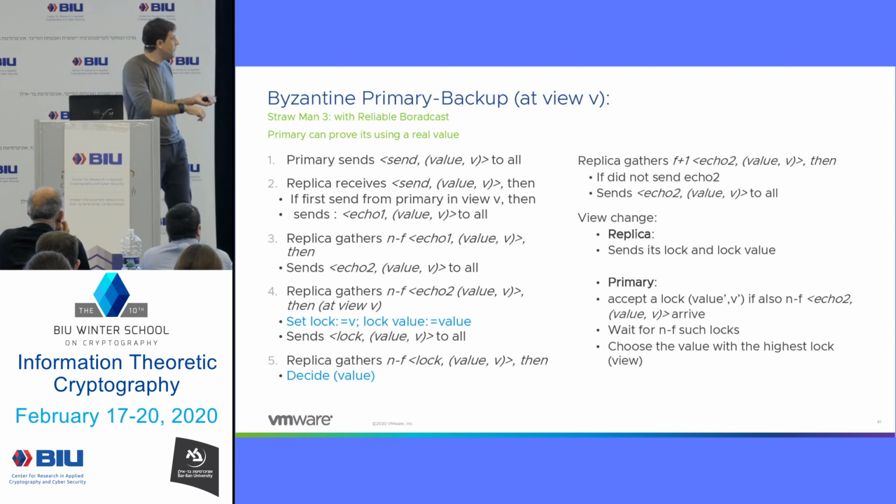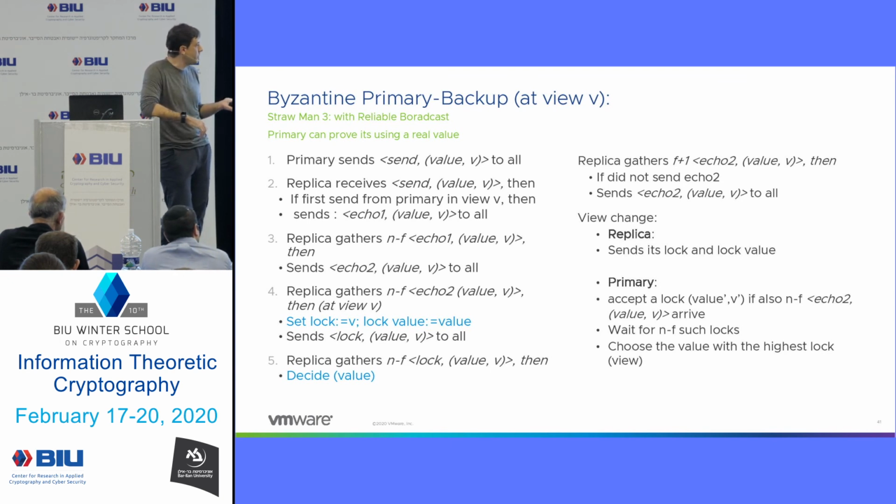So the primary previously just received these locks from all the different replicas and chose the maximum one. Now what an honest primary is supposed to do is, when it receives a lock, this lock might be a fake lock. It might be a lock that never existed. So I basically wait to receive a signature that this lock arrived, and this is basically n minus f echo 2s, that this is a true message that has been sent previously in the system. So I wait for the reliable broadcast to work, and I wait for n minus f such locks. Why is it okay to wait for that? Because all the honest parties will send an honest lock.